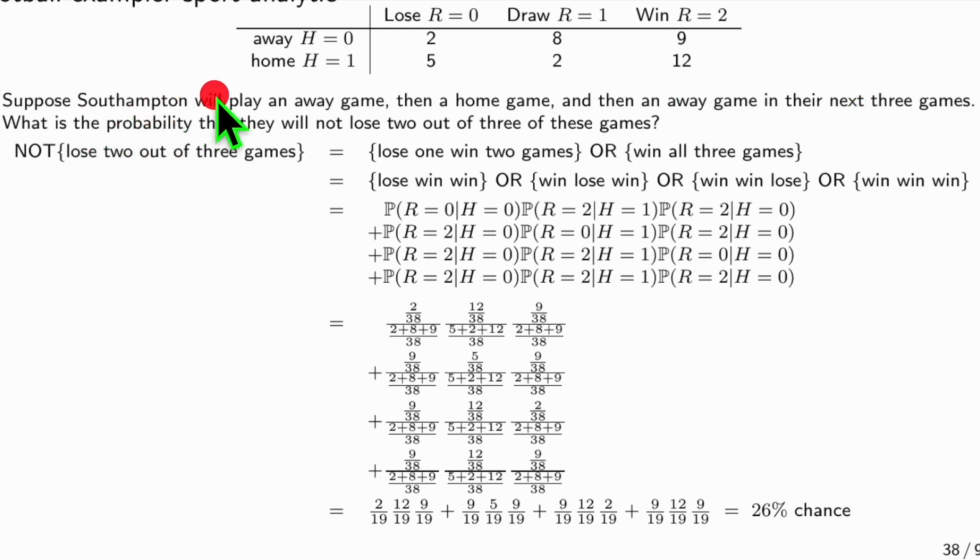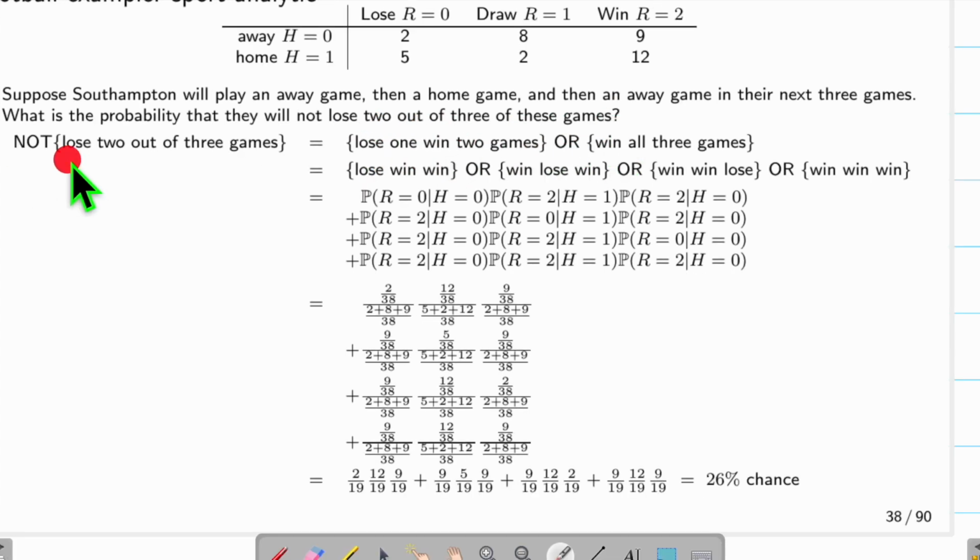Suppose Southampton will play an away game, then a home game, then an away game in the next 3 matches. What's the probability that they will not lose 2 out of the 3 games? Not losing 2 out of the 3 is the same as lose 1, win 2, or win all 3. The lose 1, win 2 case has 3 possibilities. And then lastly, win all 3 games basically means win, win, win.